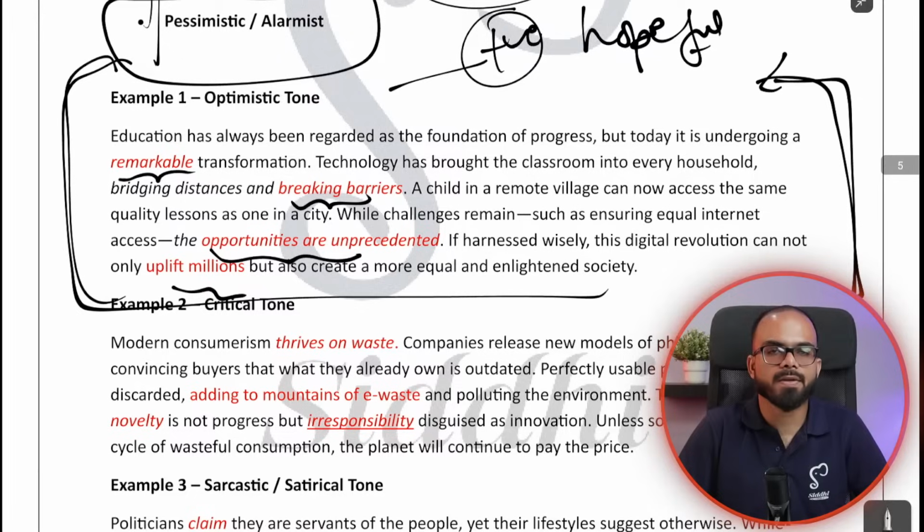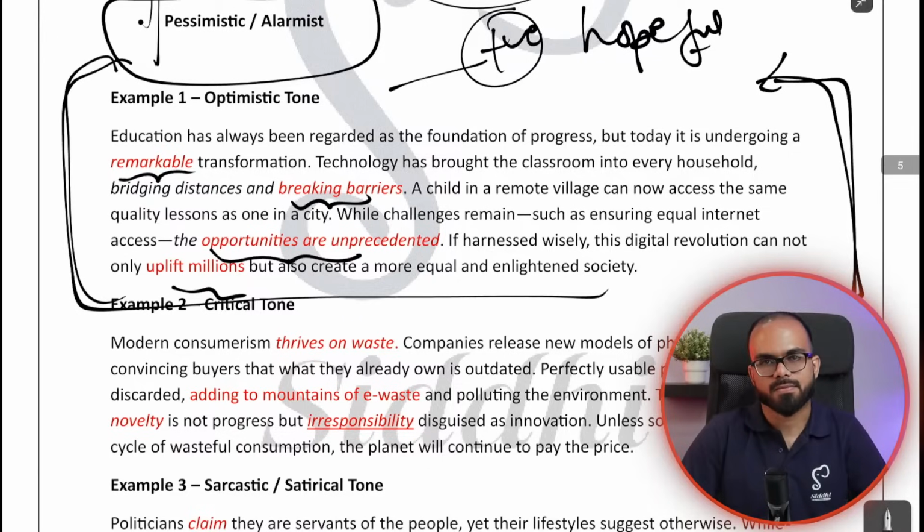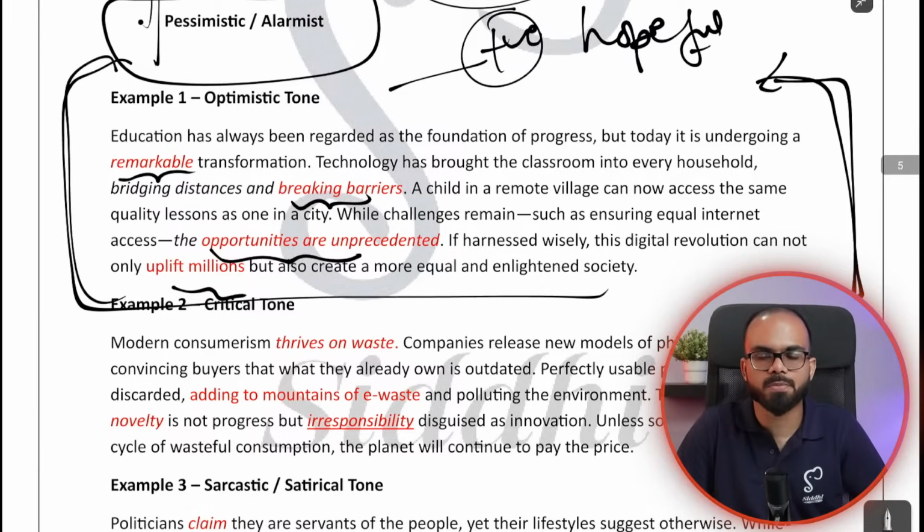Static GK of MTS is very important. Cynical is again doubtful. Doubtful is pessimistic. Cynical is doubtful. There is no hope. Yes, Anil Sagar, for MTS, static GK is very important, and yes, you need to go through PYQs. PYQs are very, very relevant for the upcoming MTS exam.